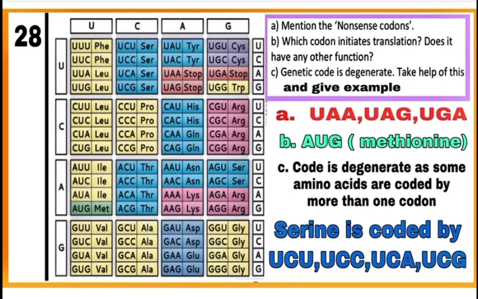B. Which codon initiates translation? Does it have any other function? The initiation codon is AUG. It also codes for methionine, so it has dual function. C. Genetic code is degenerate, as some amino acids are coded by more than one codon. For example, serine SER is coded by UCU, UCC, UCA, and UCG.